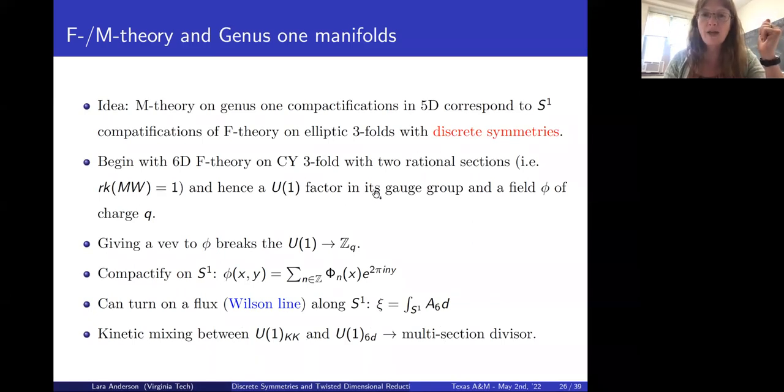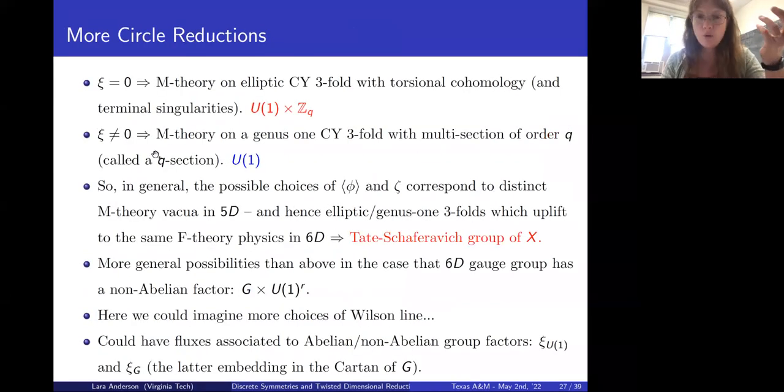In general, you can break that down to something discrete, potentially preserving the abelian gauge symmetry in 5 dimensions. So the idea is that the flux 0 along the circle will correspond to M theory on an elliptic Calabi-Yau threefold. This will have gauge group U(1) times E_Q. And if you have non-trivial flux, this will correspond to M theory on a genus-one background.